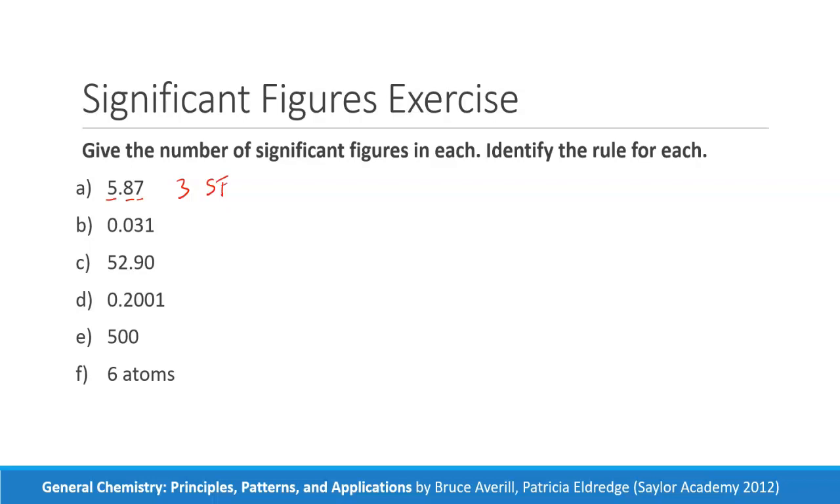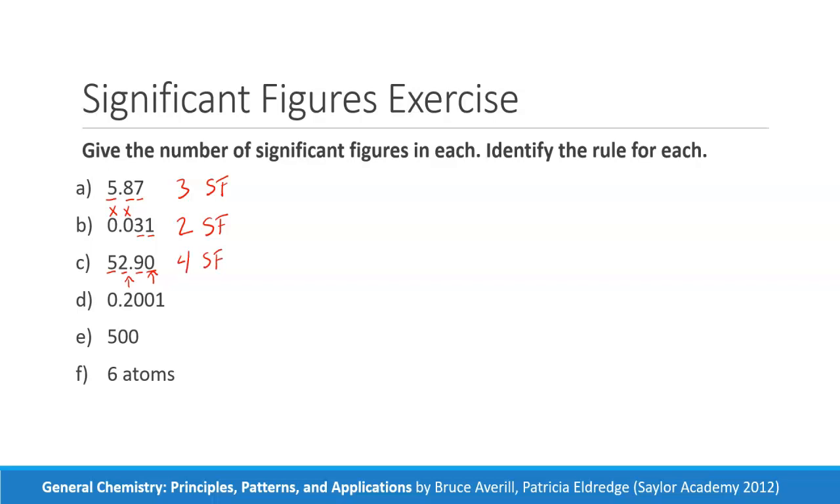Part B, we have leading zeros. Leading zeros are not significant, and therefore we just have the 2 non-zero digits that are significant. Part C, non-zero digits, and the last 0 is a trailing 0 with a decimal. So yes, it's significant, and we have 4 sig figs.